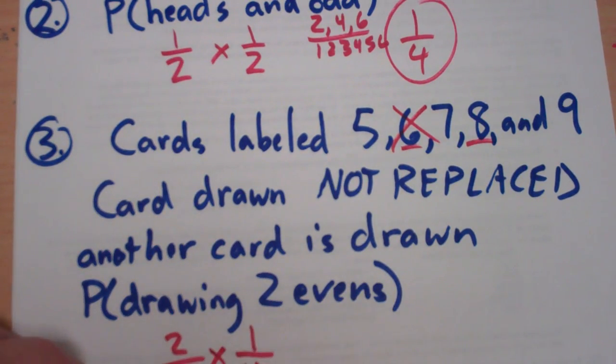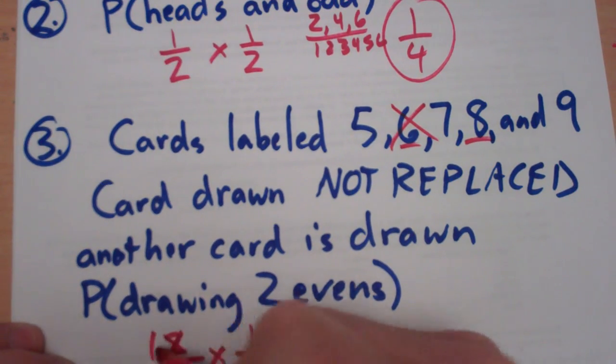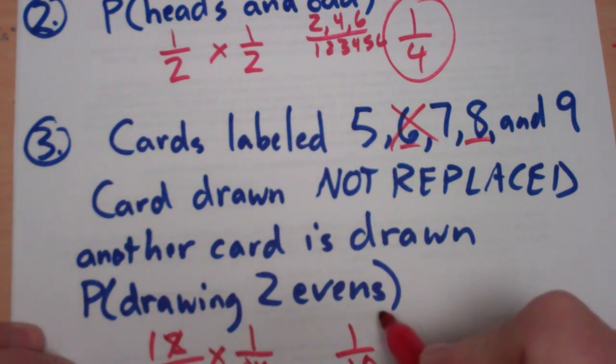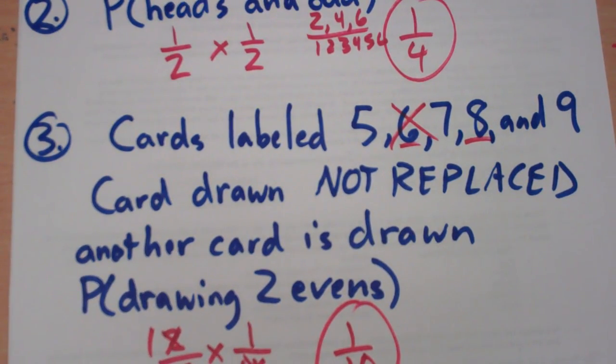Once again, both of them have to happen, so I multiply. I can cross simplify here. 2 goes in there twice, 2 goes in there once. And I end up with a 1/10 chance that both things will happen.